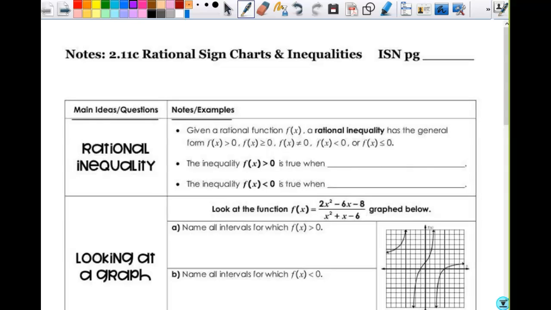So the day before the test, we did the polynomial sign charts and inequalities. And then yesterday, we reviewed some rational stuff so that we could actually start talking about rational inequalities and graphing that. So if you could do the polynomial sign charts, the sign chart part of this is going to be relatively the same.